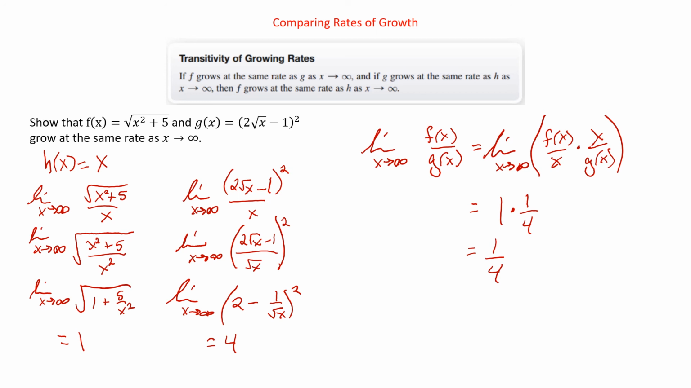And so we can compare our rates of growth, make a ratio, find the limit as x goes to infinity. If it's infinite, it means the top one's growing faster. If it's 0, it means the bottom one's growing faster. And if it's any other number, it means that they're growing at the same rate. That's the idea for this topic.